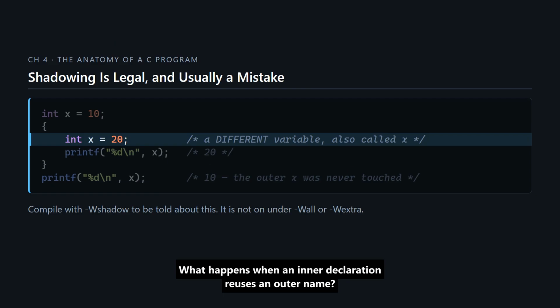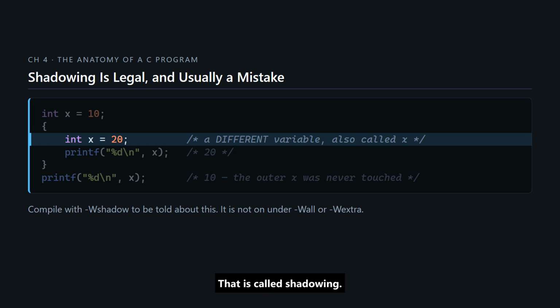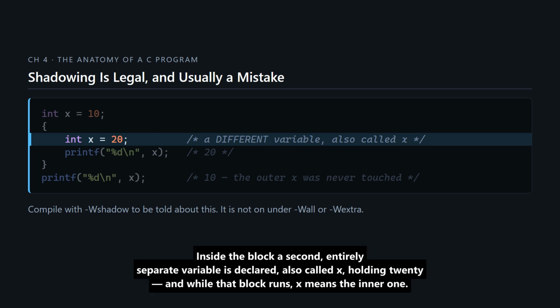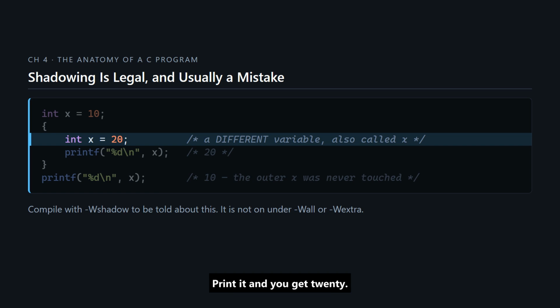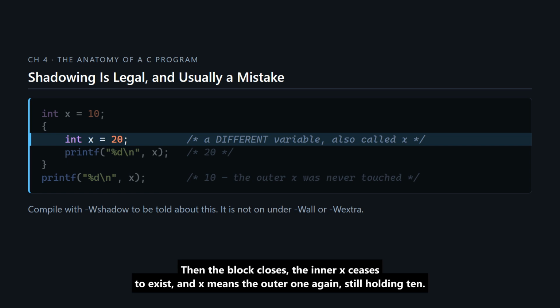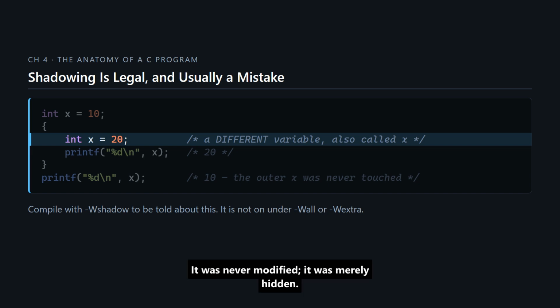What happens when an inner declaration reuses an outer name? The inner one wins for the length of its block. That is called shadowing. Here the outer x is 10. Inside the block a second, entirely separate variable is declared, also called x, holding 20, and while that block runs, x means the inner one. Print it and you get 20. Then the block closes. The inner x ceases to exist, and x means the outer one again, still holding 10. It was never modified, it was merely hidden.